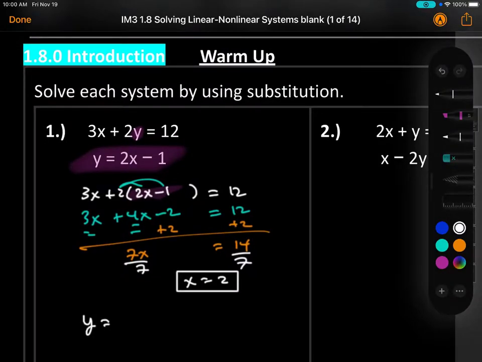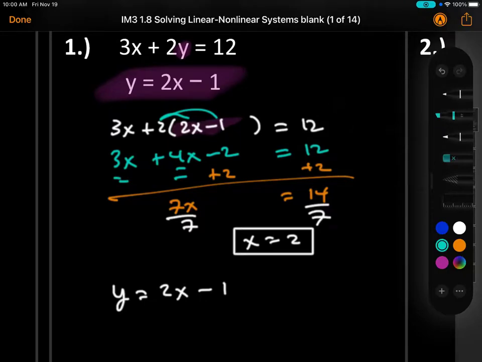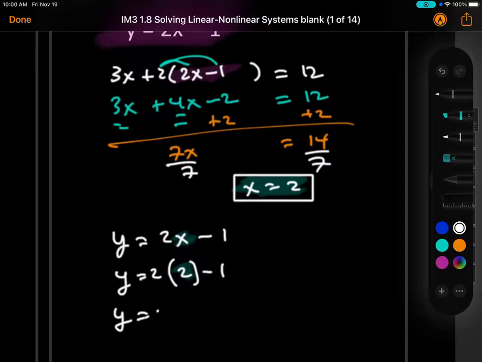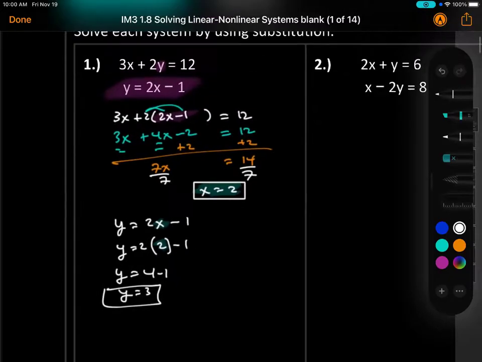Okay, now to solve for y, you can pick any of those equations, the first or second one. I think the second one's more efficient because it's already solved in terms of y. So if I put x equals 2 into the equation here, y equals 2 times 2 minus 1. So that becomes 4 minus 1, which is 3. So our ordered pair is (2, 3).